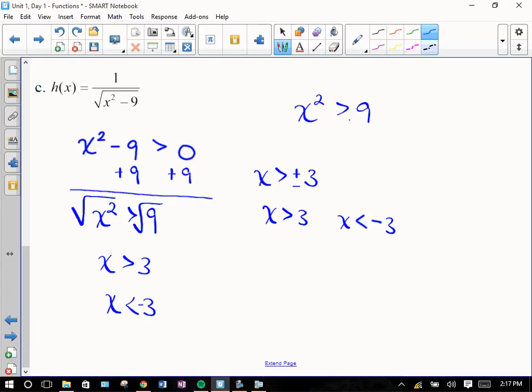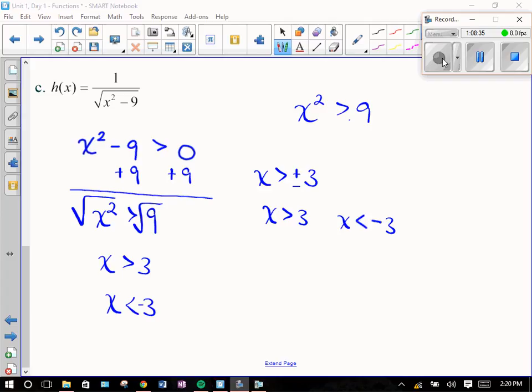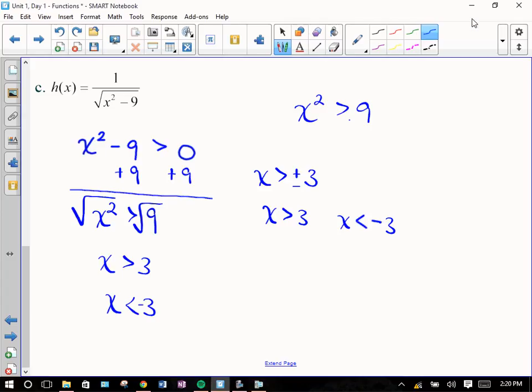Keep what positive? x is greater than 3? Hold on. Alright, so the trick here is that since that square root is in the denominator, it can't be 0, so it has to be greater than, instead of greater than or equal to.